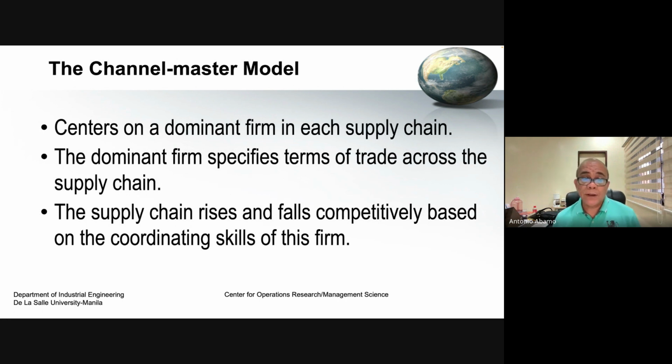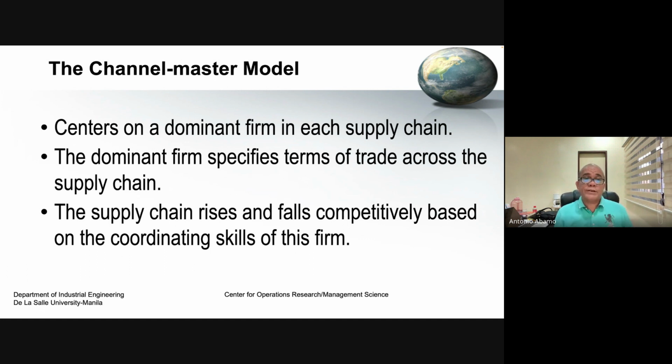channel master model? A channel master model has a dominant firm or a supply chain champion. If you know that the supply chain that you're looking at has a dominant firm, meaning to say, what is a dominant firm? Everything is dictated by, influenced by this particular entity, both in terms of pricing, quality, and all other specs in the market. Okay, so the supply chain rises and falls competitively based on coordinating skills of this particular firm.